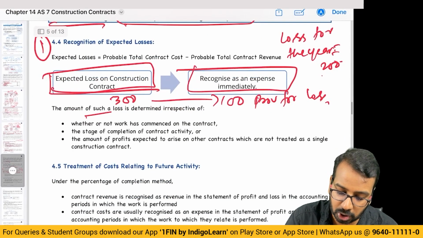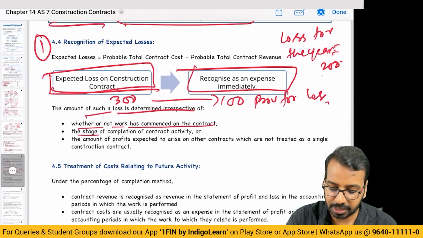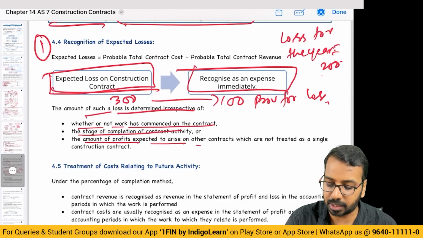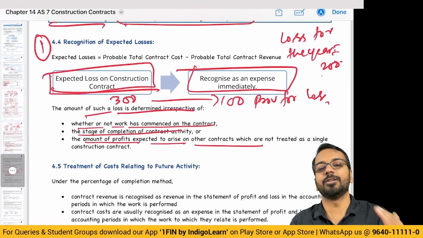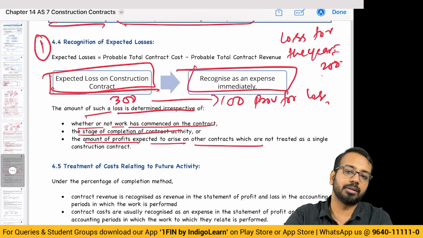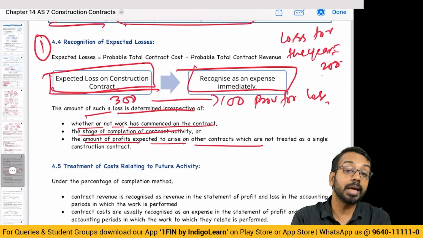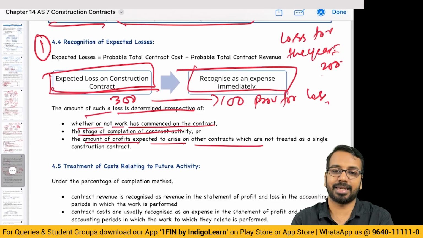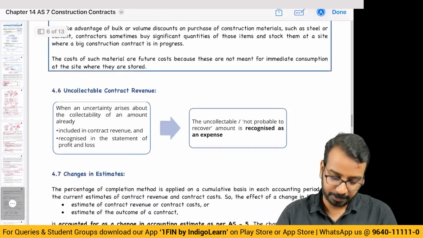The amount of such loss is determined and recognized irrespective of whether or not work has commenced, stage of completion, amount of profit expected on other contract. Meaning to say, once you have estimated that there will be a loss, recognize the loss. Don't worry about what will be the future profit or I'll make profit in the future. No. Today, if it is an estimated loss, it is recognized immediately and fully. Okay, this is done.